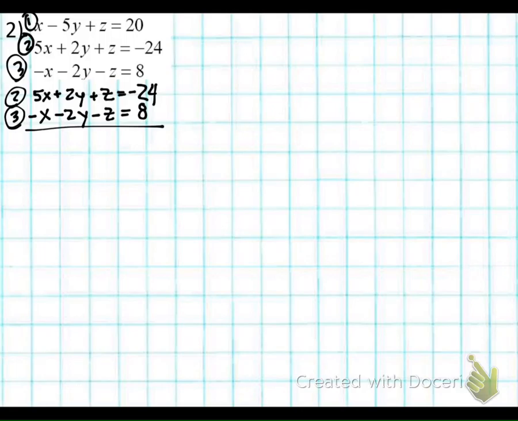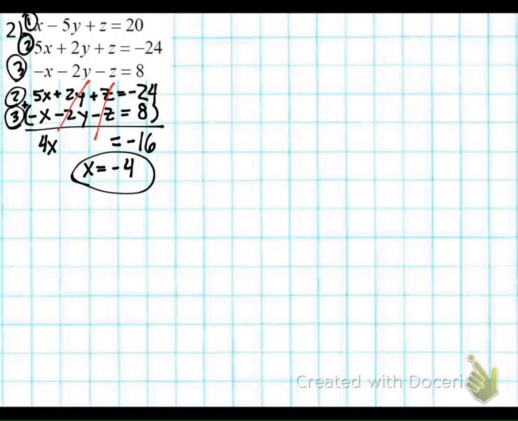Okay, so I'm going to add these equations. 5x plus a negative x will give me 4x. Positive 2y plus negative 2y cancels out. Positive z plus negative z cancels out. I'm left with 4x equals negative 24 plus 8, which is negative 16. Dividing by 4, I get x equals negative 4.